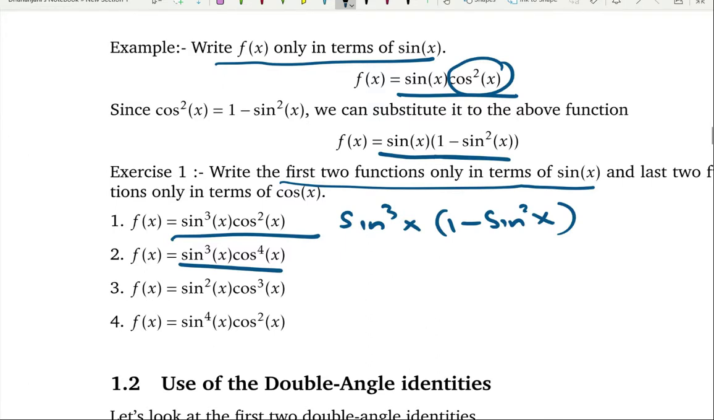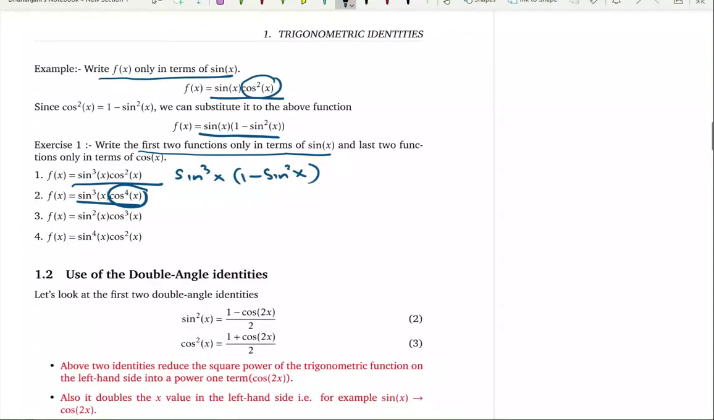How about the second one? You want to write everything in terms of sine, so you need to get rid of cosine to the power 4. Now that's the important thing. We know the Pythagorean identity. If you want to convert cosine to sine, we know cosine square x is 1 minus sine square x. But does that mean cosine to the power 4 is 1 minus sine to the power 4? No, right? It is wrong.